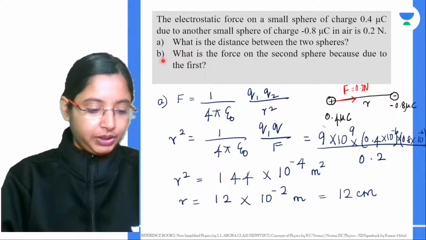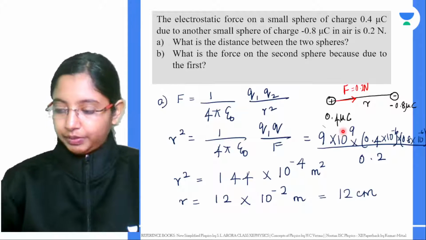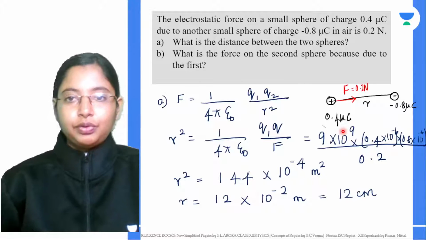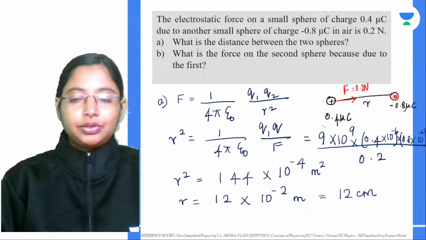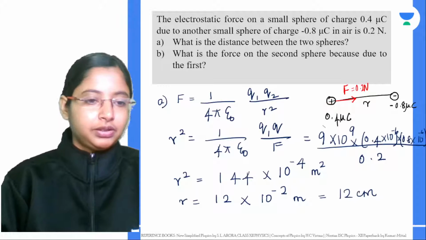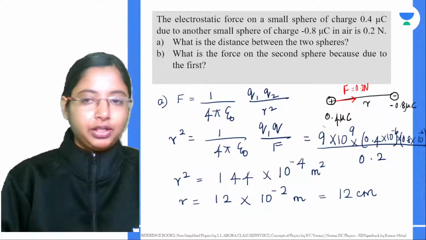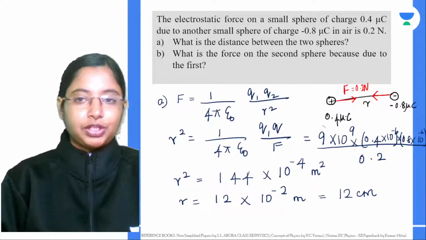What is question number B? What is the force on the second sphere due to the first one? So that will be in this direction, right? The force on the second sphere due to this one, because this is a negative charge and that is a positive charge, so this negative charge will feel an attraction in this direction because of this positive charge.